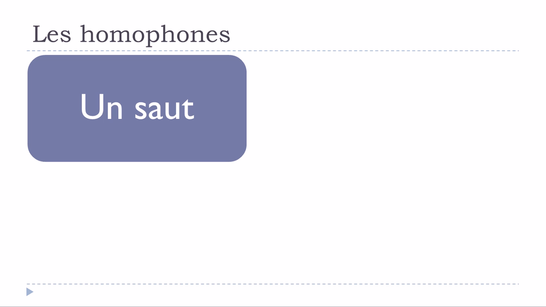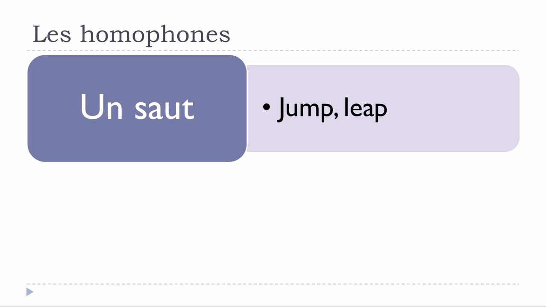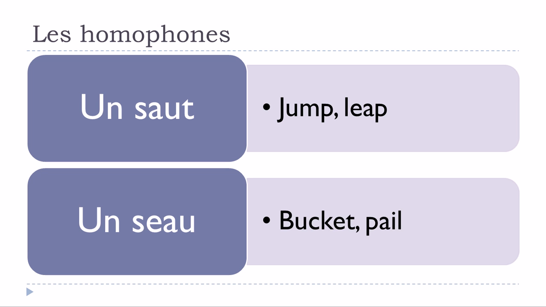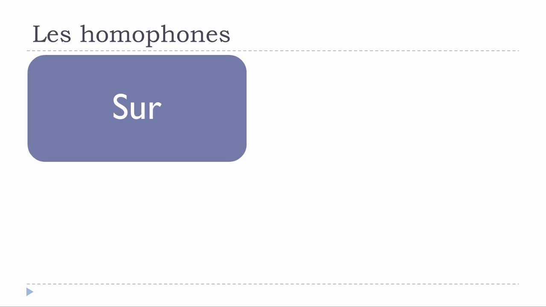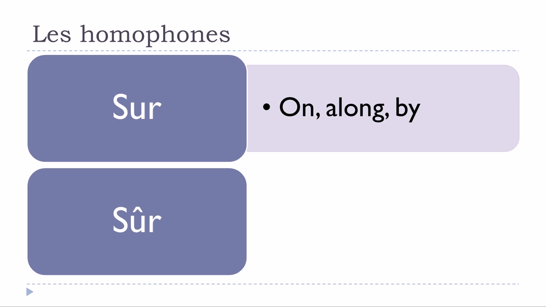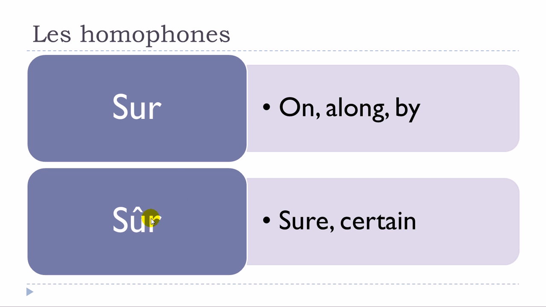Un seau. Okay, so un seau, and then the same way, un seau. Sûr. Okay, even if you've got this accent circonflexe, you don't pronounce it, so you get the same pronunciation, sûr and sûr.